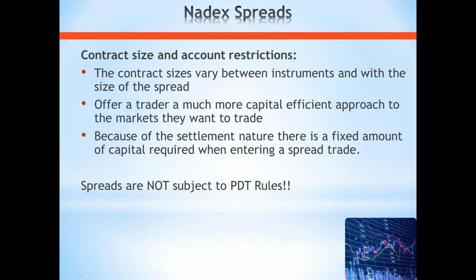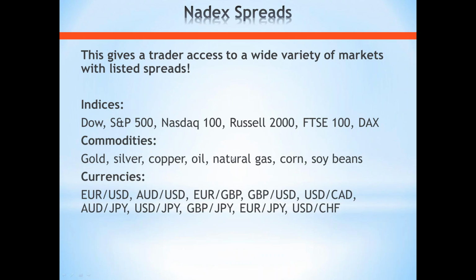Spreads, Nadex spreads, are not subject to these rules. So it takes this concept of making a smaller, cheaper, less capital-intensive product, but also gives me the freedom and ability to day trade them as much as I want. Okay? And what's nice about it is that for any product you can name, there's going to be a spread market for it. The Dow, the S&P, the Nasdaq, the Russell, the FTSE, the DAX, all the commodities I would want to trade: silver, gold, copper, oil, gas, corn, soybeans, and then pretty much every major currency pair that's out there.